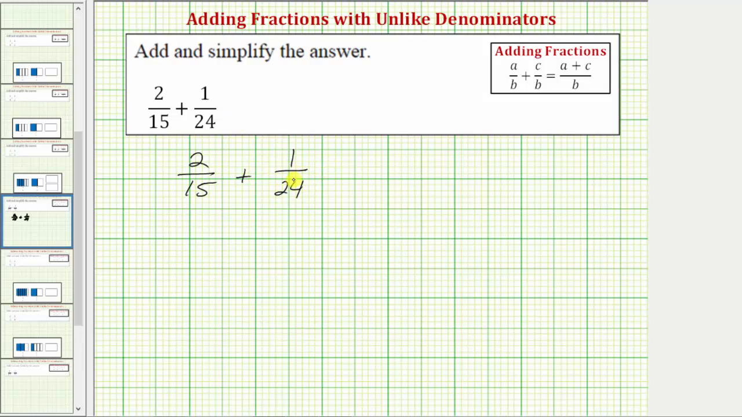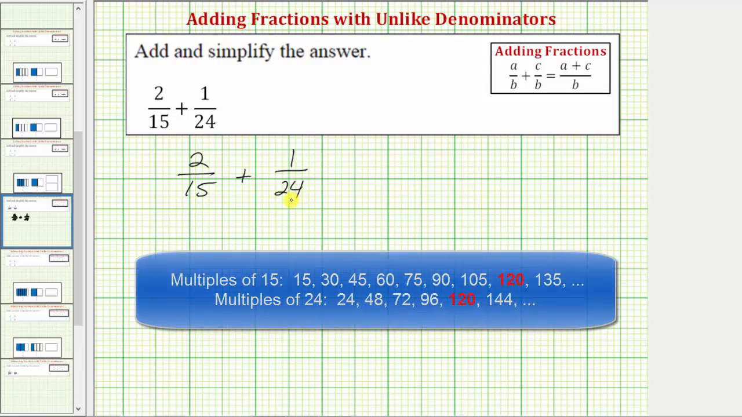The first thing to recognize is that we do not have a common denominator, and therefore we cannot add the fractions in this form. If we're able to determine the smallest common denominator, that's called the least common denominator, which would be the least common multiple of 15 and 24, which is also the smallest number that's divisible by 15 and 24. Remember, we can always find a common denominator by multiplying the two denominators together, but because in this case 15 times 24 is so large, let's work on determining the least common denominator.